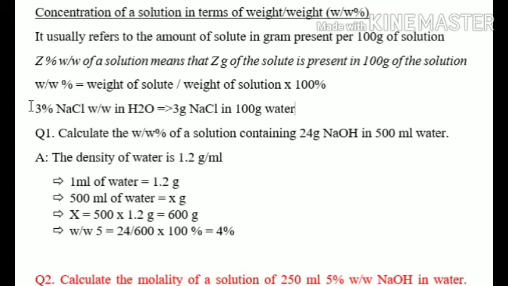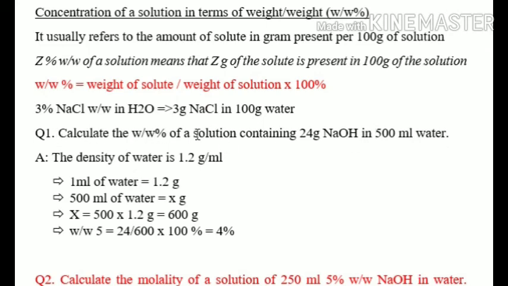So how can I calculate? Weight by weight percentage equals weight of solute by weight of solution into 100%. Now, sometimes the weight of solution and weight of solvent may not be the same. When can that happen? When the solute is a liquid. Please be careful while coming across such problems. So let us take a problem.